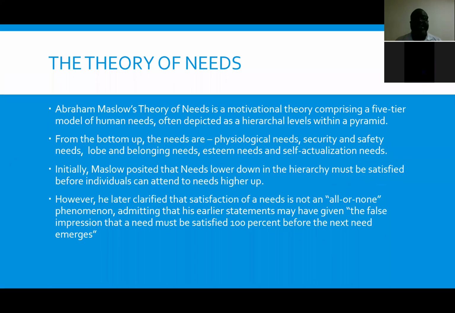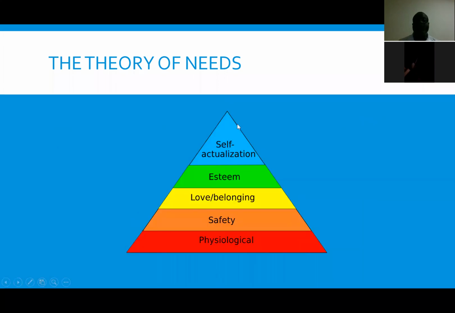Initially, Maslow said that needs lower down in the hierarchy must be satisfied before individuals can attain needs higher up. So initially, Maslow said that if you're not able to fulfill the lower needs, there's no way you can fulfill the higher needs. Later on, he made a clarification that satisfaction of a need is not an all or none phenomenon. Sometimes you may not meet some need, but you may be able to climb up. Because you can't meet all the basic needs, some people may not meet all the lower needs but may jump to meet some of the higher needs. So you cannot meet all the needs in a 100% way. So that's what Maslow later on said.